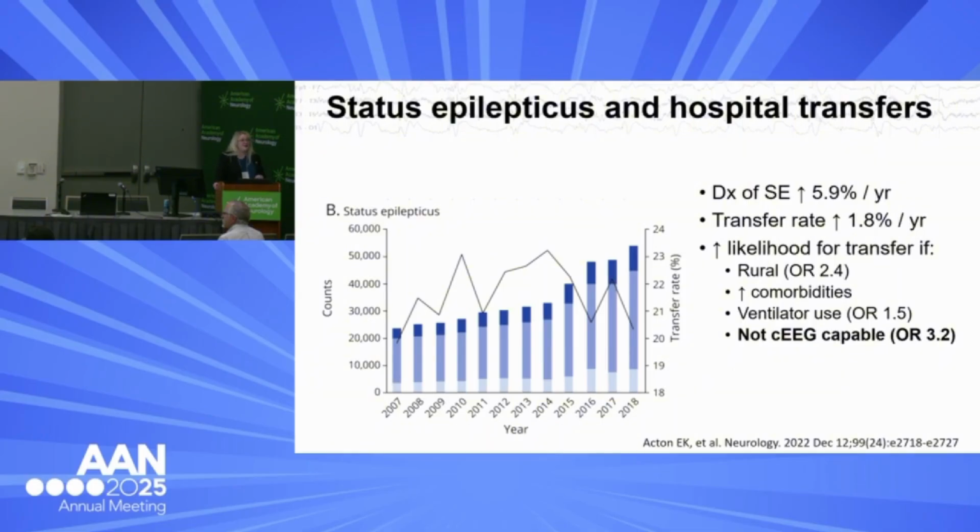As you might anticipate from what we've been saying before, you are much more likely to be transferred if you are from a rural facility, if you have a high degree of medical comorbidities and are therefore medically more complex, if you are on a ventilator, and unsurprisingly, if you are at a facility that does not have continuous EEG capabilities, you are much more likely to be transferred.